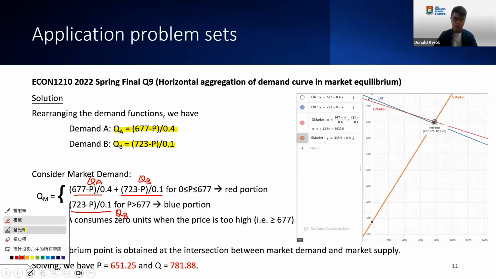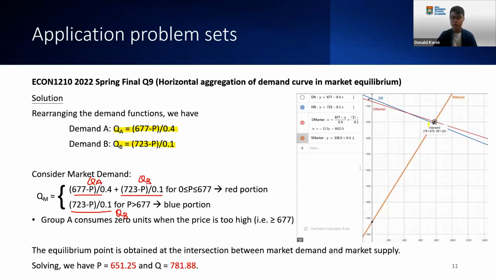Referring to the graph here, we can highlight the market demand curve. When the price is low, we take the combined expression, the red curve. Whereas when the price is high, we only take into account the individual expression of group B, the blue part. High price, blue part; low price, red part. So the yellow highlighted portion is the market demand curve in question.